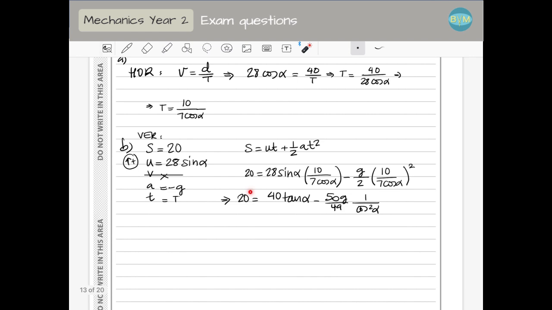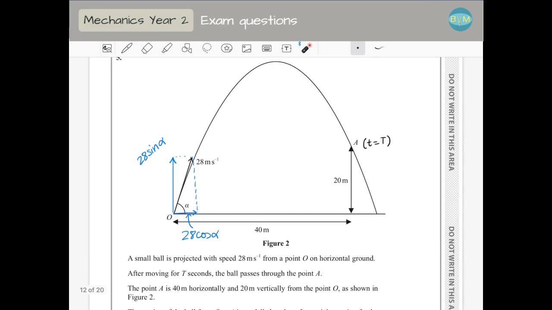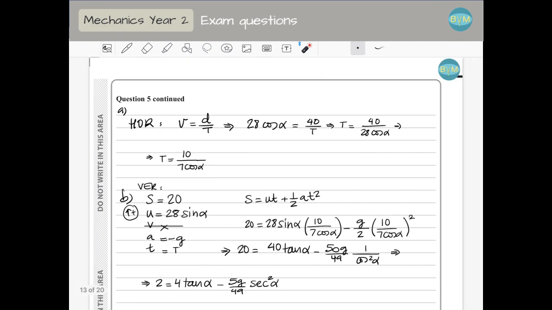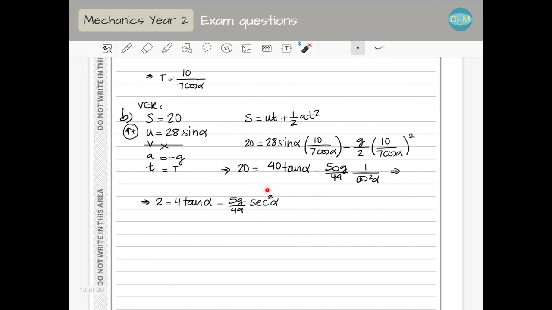So I'm going to simplify by dividing everything by 10. So I have 2 is 4 tan alpha minus 5g over 49 times the reciprocal of cos squared, which is sec squared. And we are very close. So we have 4 tan, we have minus 4 tan, and then we need tan squared. Remember, we have an identity that relates sec squared with tan squared.